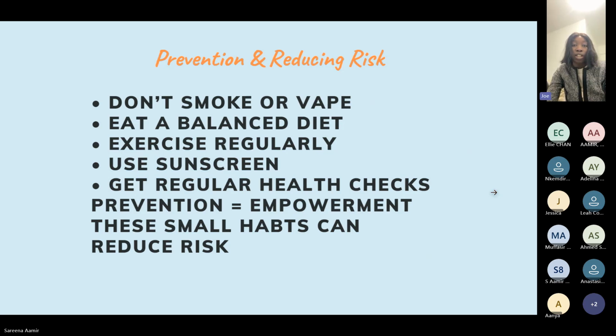So prevention and reducing risk. Some ways you can prevent is by not smoking or vaping, eating a balanced diet, exercising regularly, using sunscreen, and actually getting regular health checks. Prevention equals empowerment, and these small habits can reduce risk as they can allow you to stay safe and make sure you are checking out for any issues that could come later. And these can also be risk factors for many other diseases and conditions, not just cancer.